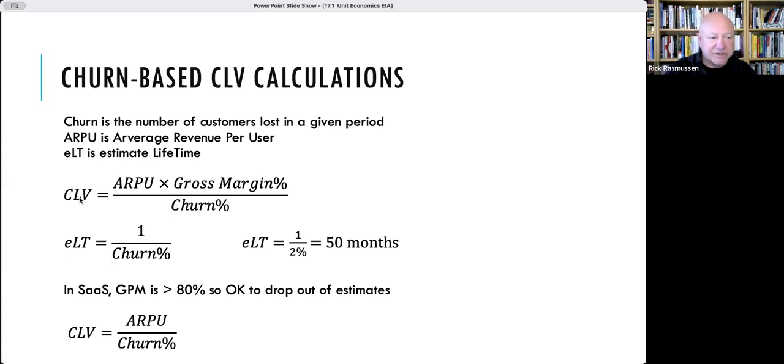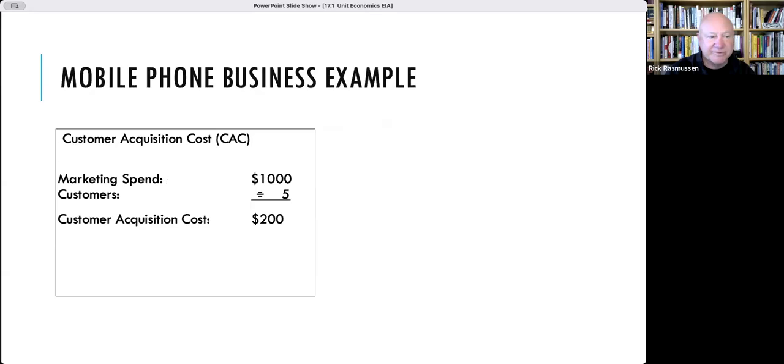And so you can use churn also to calculate your customer lifetime value, which is your average revenue per user times your gross margin percentage, divided by your churn rate. And you can look that up. Public companies in your space will always publish churn rates. They'll report that during their earnings calls, so you can find that out. And in software, if your gross margin is super high, you can take that out of the equation. So it's basically just your average revenue per user divided by your churn.